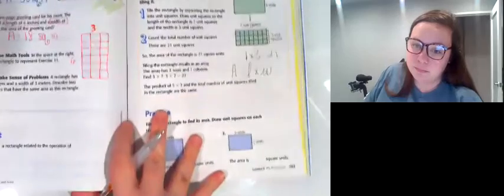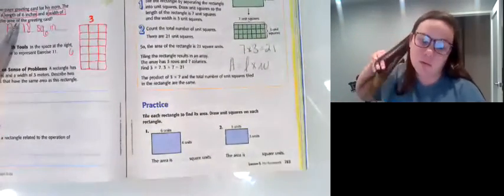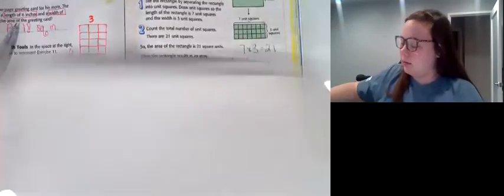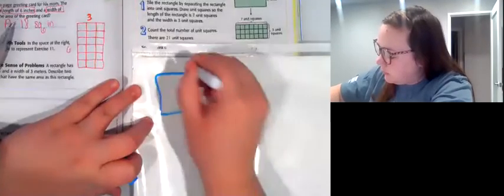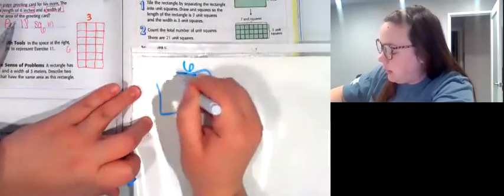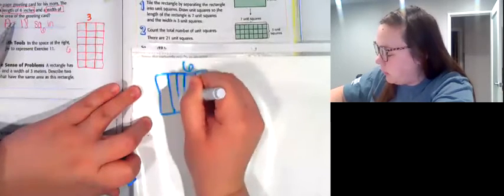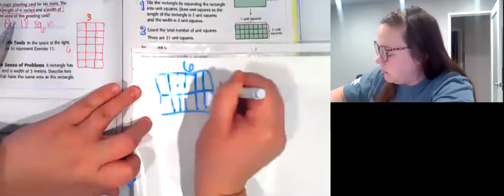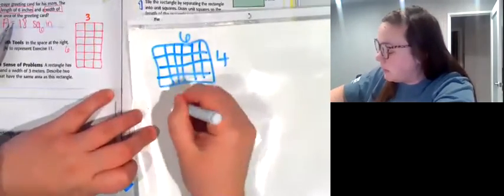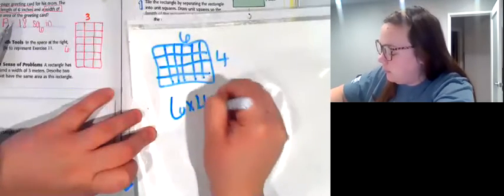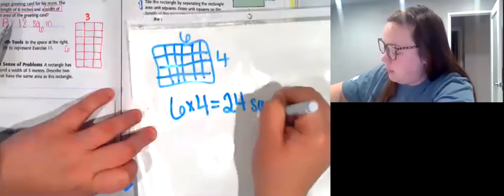Okay. Down here at the bottom, we have 6 units by 4 units. So you can think of this as an array. 6 by 4. You can separate it out, draw your lines, and then count. Or we can also do 6 times 4, which equals 24 square units.